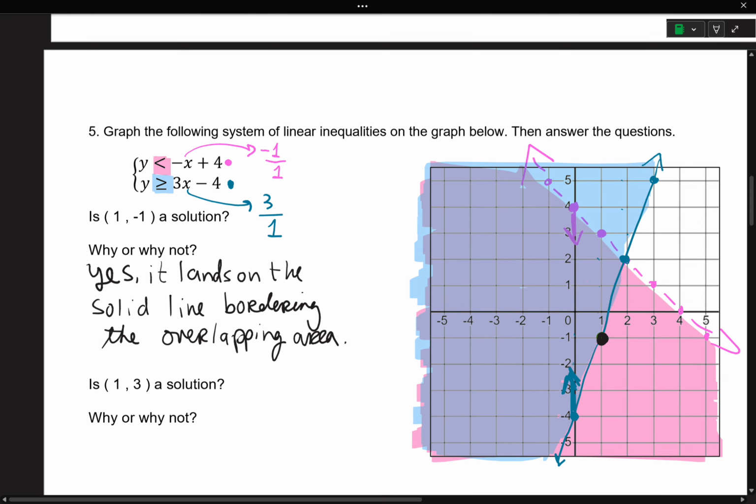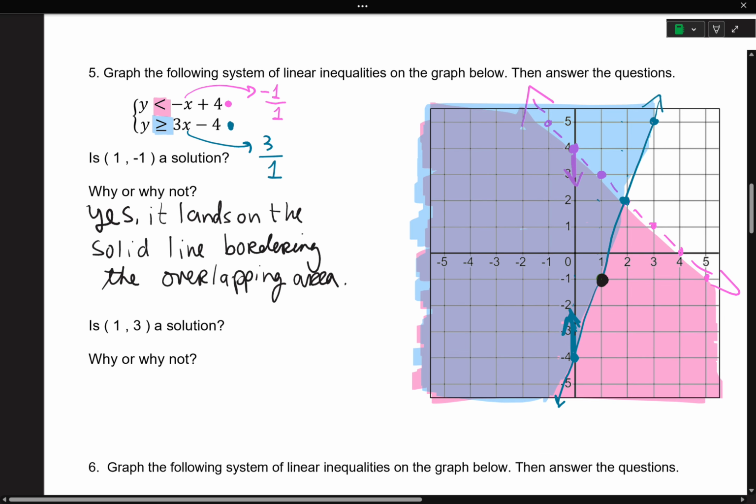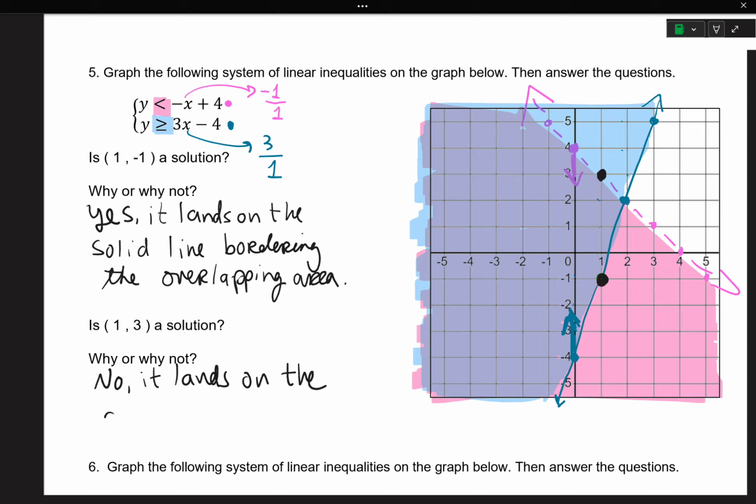Okay, next one is (1, 3) a solution? All right, (1, 3). Ooh, this one here. Nope, it's not a solution because it lands on the dashed line. Doesn't matter if it's bordering or not. We can never ever land on a dashed line. So no, it lands on the dashed line.